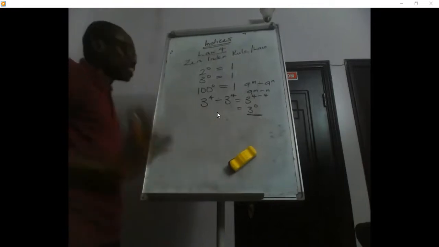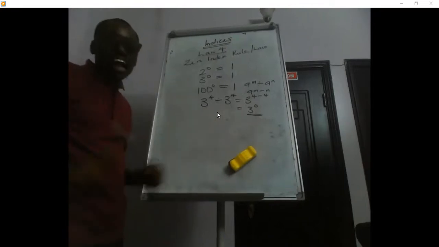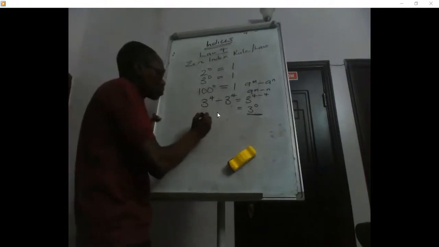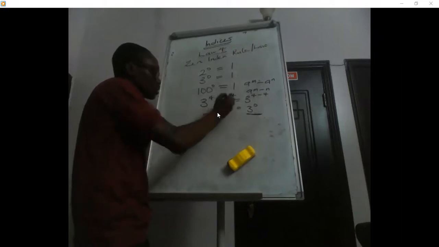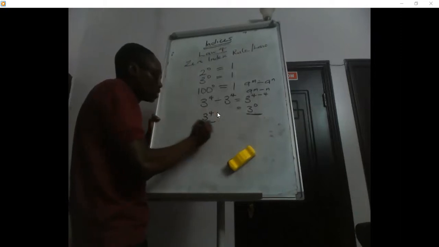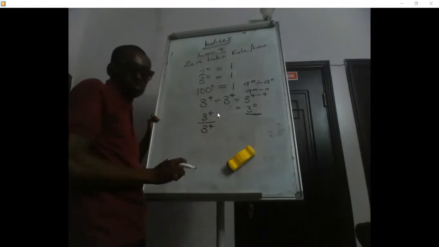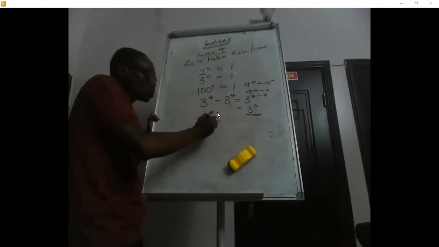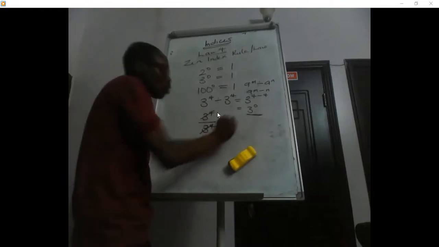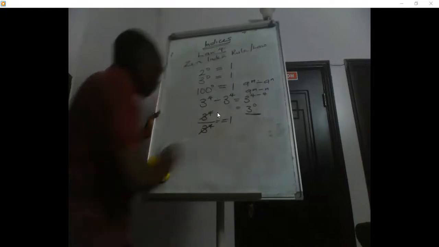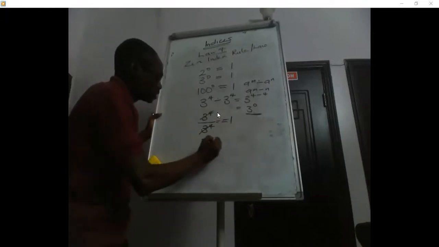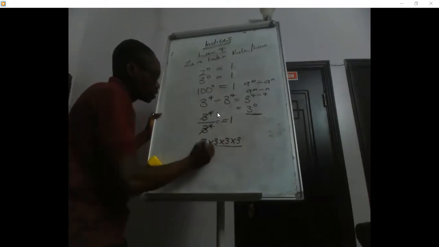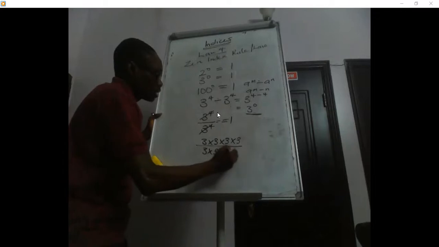Now we are going to solve this in another way, our direct method, without applying indices. So 3 raised to power 4 divided by 3 raised to power 4 is equal to 1, since they cancel. Let me break this down further. 3 raised to power 4 is equal to 3 times 3 times 3 times 3, all over 3 raised to power 4, which is 3 times 3 times 3 times 3.